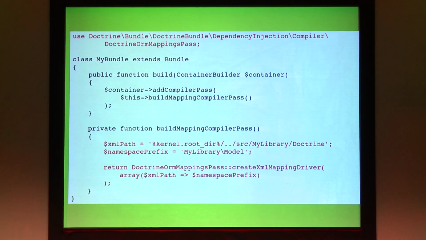So if you look at the code, you will use the Doctrine ORM mappings path. Then you provide the path to the actual XML files containing the mapping metadata. You have the namespace prefix, mylibrary/model, or \model. And then you have to create this compiler path using the create XML mapping driver. And you provide a map of XML paths pointing to namespaces of entities.